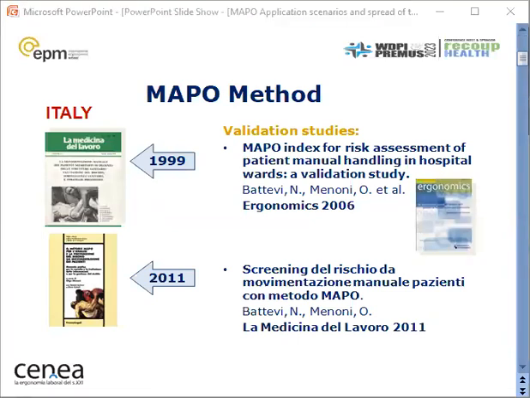MAPO has been the reference method in Italy with several scientific papers for more than 20 years, including the method manual as well as the various validation studies carried out to date and which have already been presented by my colleague Natalia Battelli.